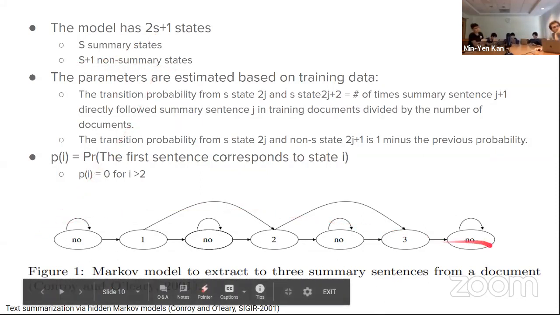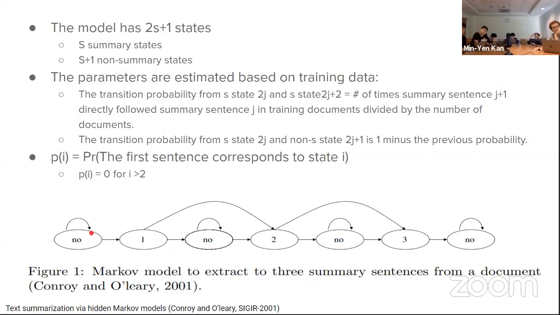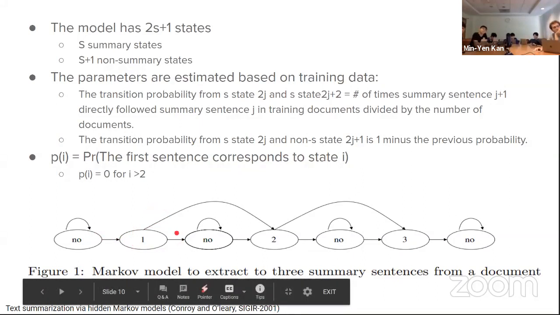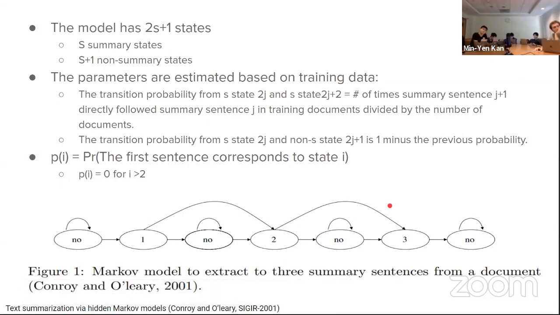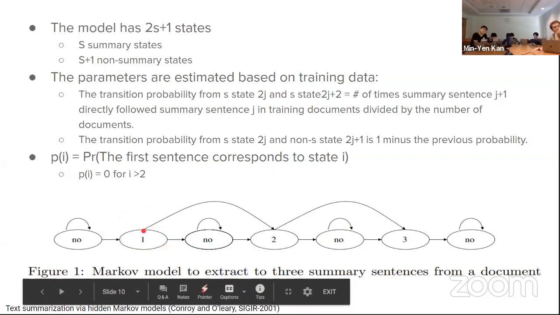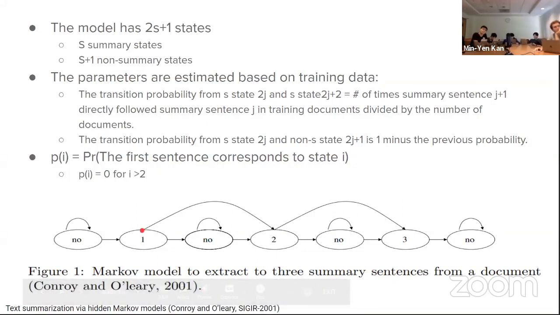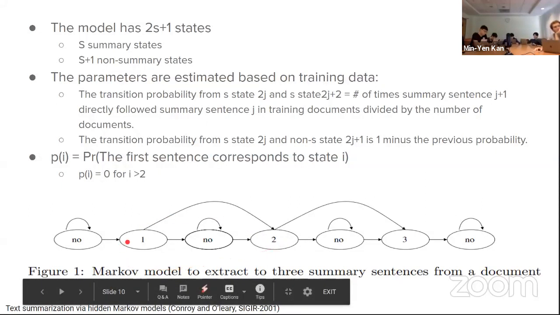So basically, if you take a look at the figure, what their model does is feed in each sentence one by one, and at each point the model decides whether that sentence is going to be a summary sentence or not. The number of summary sentences is predefined. In this case, we have only 3 summary sentences. If a sentence is decided as a summary, it goes to the next summary state, and if not, it stays in the non-summary state.